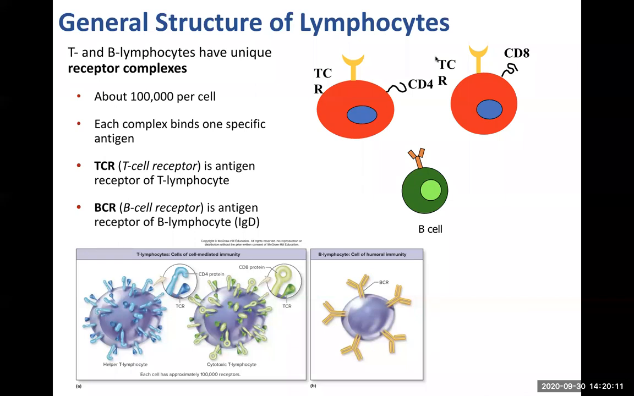CD stands for cluster of differentiation. T cells have different CD molecules. That's how we type them. And we are going to be talking specifically about two different types of T cells. T cells that have the CD4 molecule on their surface are called T helper cells. And T cells that have the CD8 molecule on their surface are called cytotoxic T cells. What these CD molecules do is stabilize the interaction between the T cell receptor and the antigen it's designed to recognize that's being presented to it in the context of MHC.